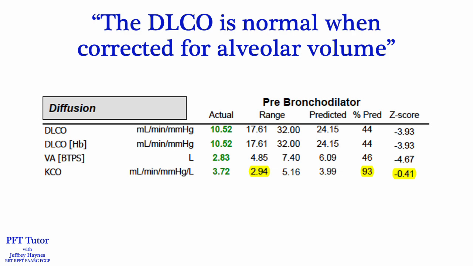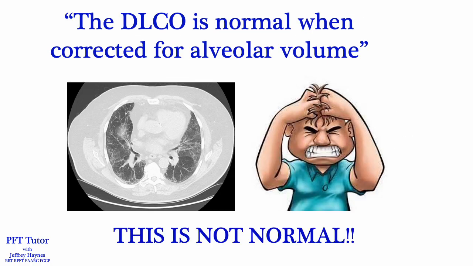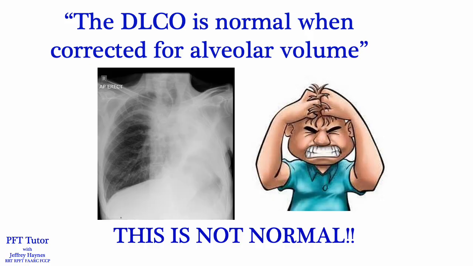The product of VA and KCO is the DLCO. They are both components of the DLCO. And when you divide the DLCO by the VA, there is no volume. You just removed it. It's now the KCO, and that's the transfer coefficient. And you may have a patient with interstitial lung disease like this, where they have an abnormal DLCO and a normal KCO, but this is not normal. And if you have a patient with one lung, that's not normal. Their DLCO will likely be low. They may have a normal KCO, but their DLCO is not normal.